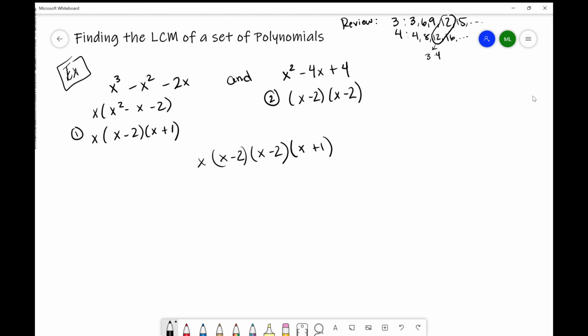And then finally, you would multiply all these together, and this would be your least common multiple of the polynomials, which, if you write it out, would be x minus 2 squared times x plus 1.